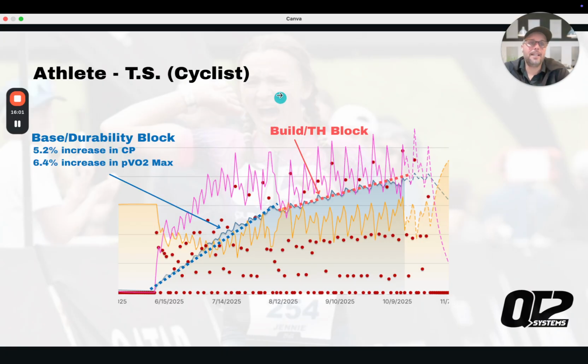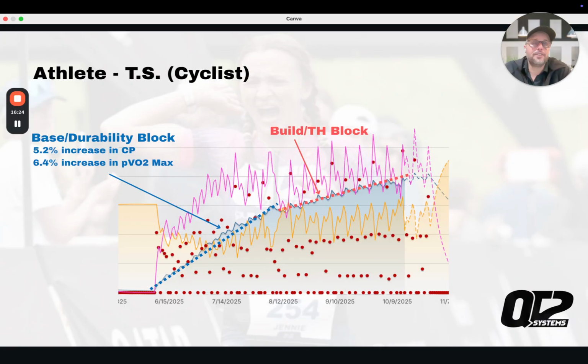To look at his CTL curve, we see we started at 0 for a CTL, and we built up to 27 in 10 weeks. Intensity was very low because of the base durability block, so we didn't have to worry about fatigue or anything like that. And we just pushed, pushed, pushed, pushed.